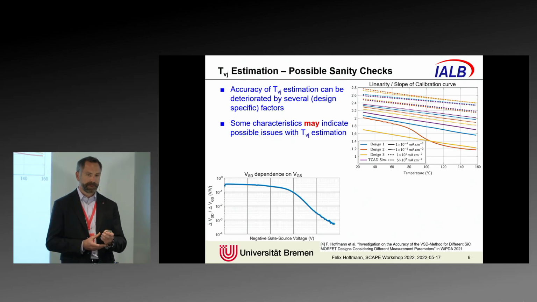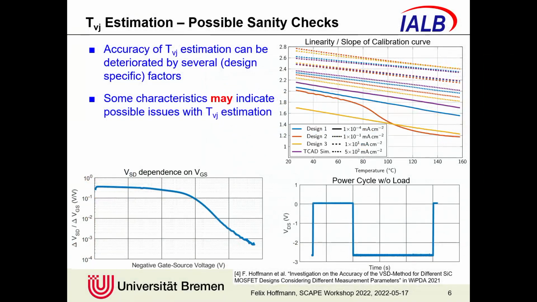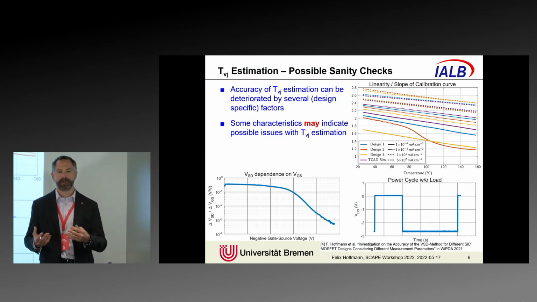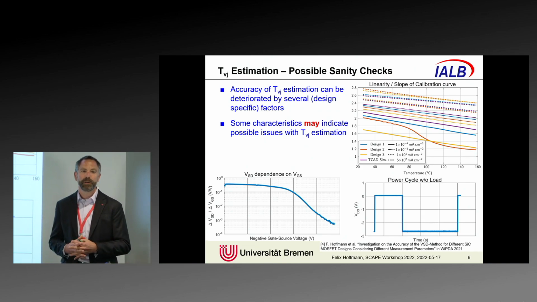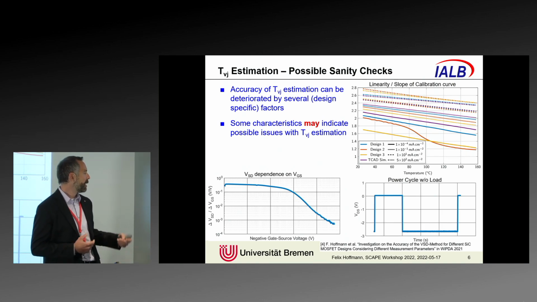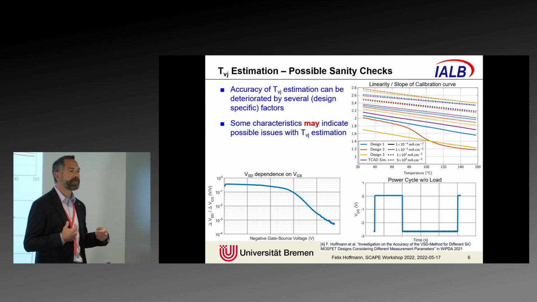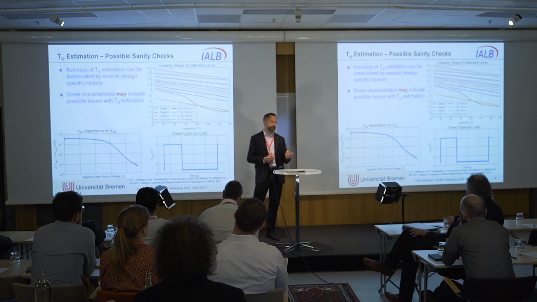And last but not least, if you perform a power cycling without load or with very low load, where you don't expect any significant temperature swing, you can assess whether your measurement also does not show significant temperature swings. If you have some sort of effect of the VTH shift or VTH hysteresis or nonlinear calibration curve, this might very well give an indicator that you have a wrong temperature reading. However, these are only hints, and they cannot guarantee a precise measurement.